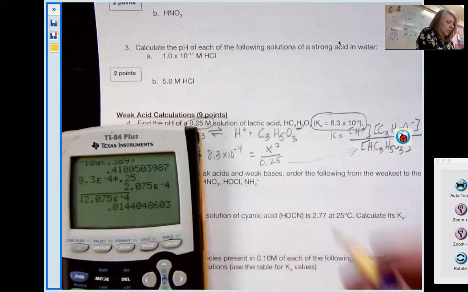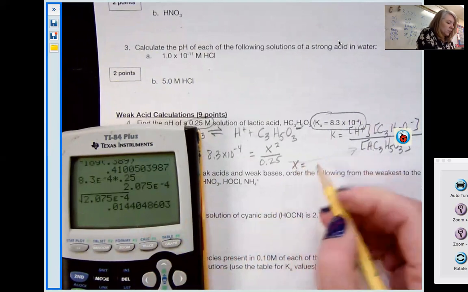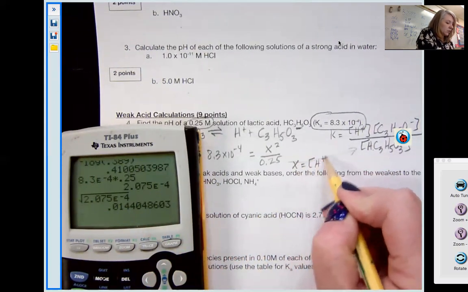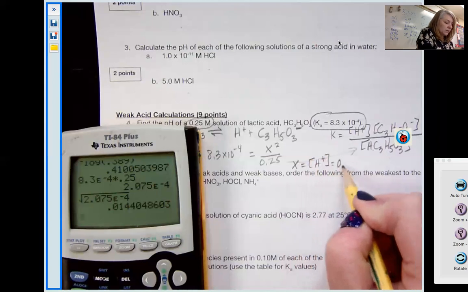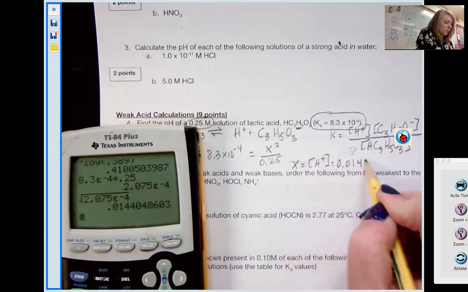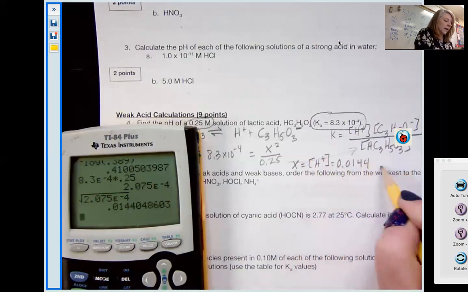All right, and so the x value, which is your hydrogen ion concentration, is 0.0144. And then we want to take the negative log of that to get pH.